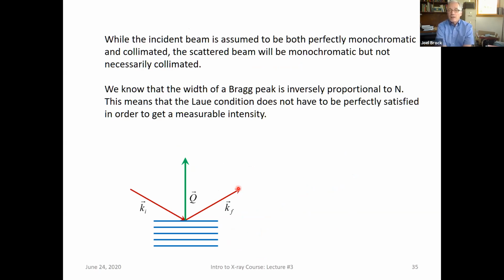Okay, we've got to be a little careful now. So let's assume that I have a perfect beam coming in. It's both perfectly monochromatic and perfectly collimated. Even in that case, we know that because I have a finite sized crystal or I have a surface, while the scattered beam will still be monochromatic, since it's elastically scattered, it won't necessarily be collimated. It doesn't have to all come out at the same kf anymore. So for example, we know that the width of the Bragg peak is inversely proportional to the number of atoms. So the Laue condition doesn't have to be perfectly satisfied to get measurable intensity.